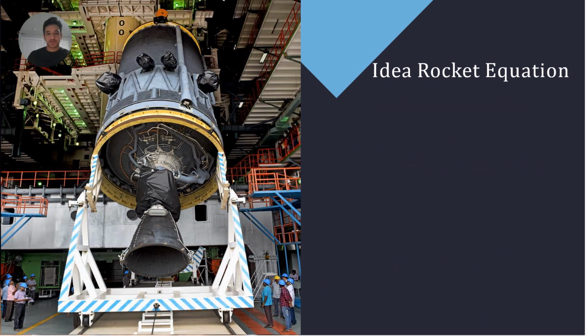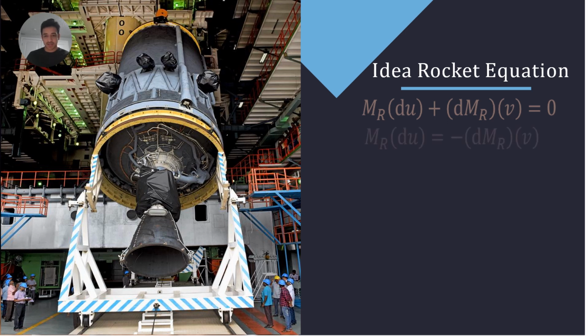So here we have the ideal rocket equation, which can be described as the instantaneous mass of a rocket times the change in velocity of the rocket, plus the change in instantaneous mass of the rocket times the velocity of the exhaust. It should be equal to zero because of conservation of momentum, and momentum is mass times velocity. And if we take that second half to the right side, we get a negative.